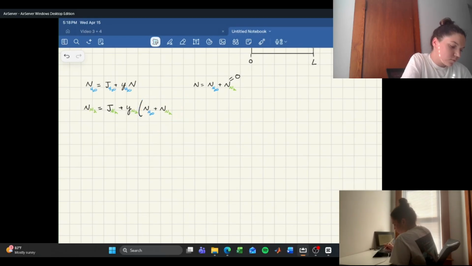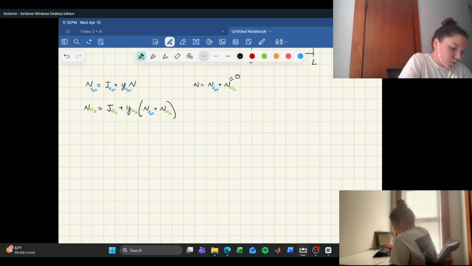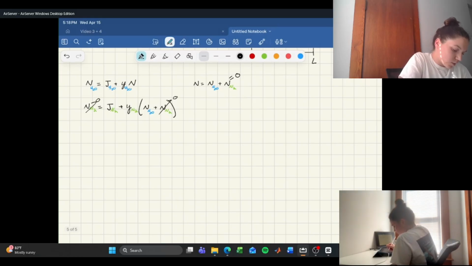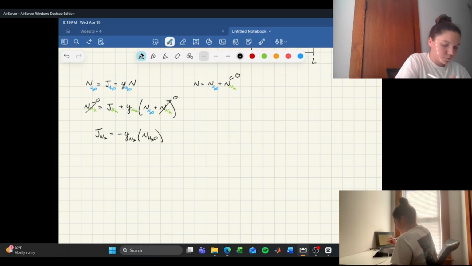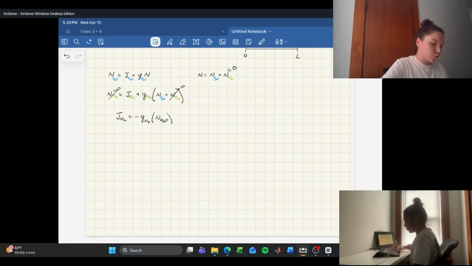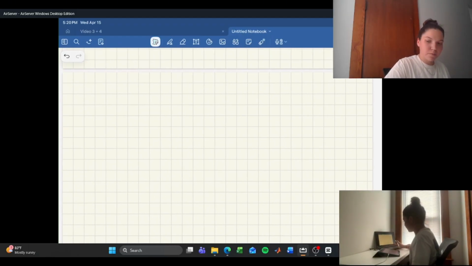Okay. There we go. We just said that the flux of nitrogen is equal to 0. So this will give us that the molar flux of nitrogen is equal to negative mole fraction of nitrogen times the flux of the water. So now that we have these equations, let's look at an example to piece all of this together.